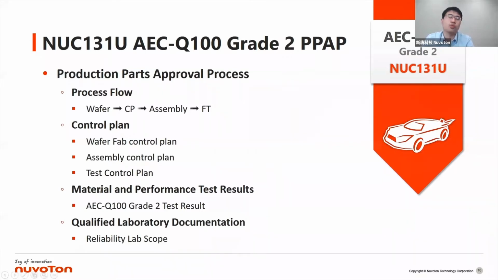And of course, this is different from our industrial grade microcontroller. And the third is our material and performance test result. Of course, this section is the most important. How about our AEC-Q100 test result? It will show in this section. And the last one is our quality reliability documentation. It talks about our reliability lab scope and how we control our lab quality. It will show in this section. So we have provided you a very complete document for the PPAP document.